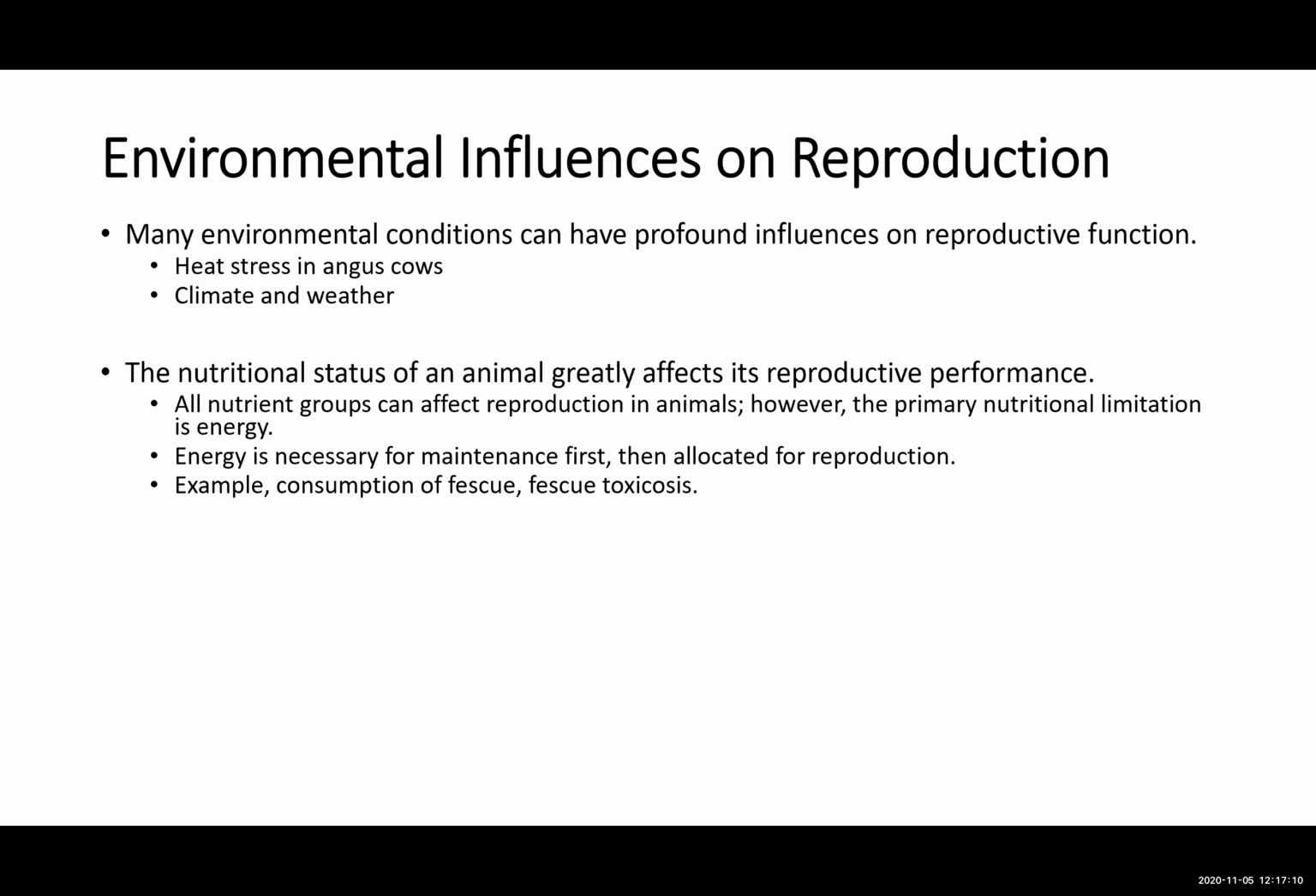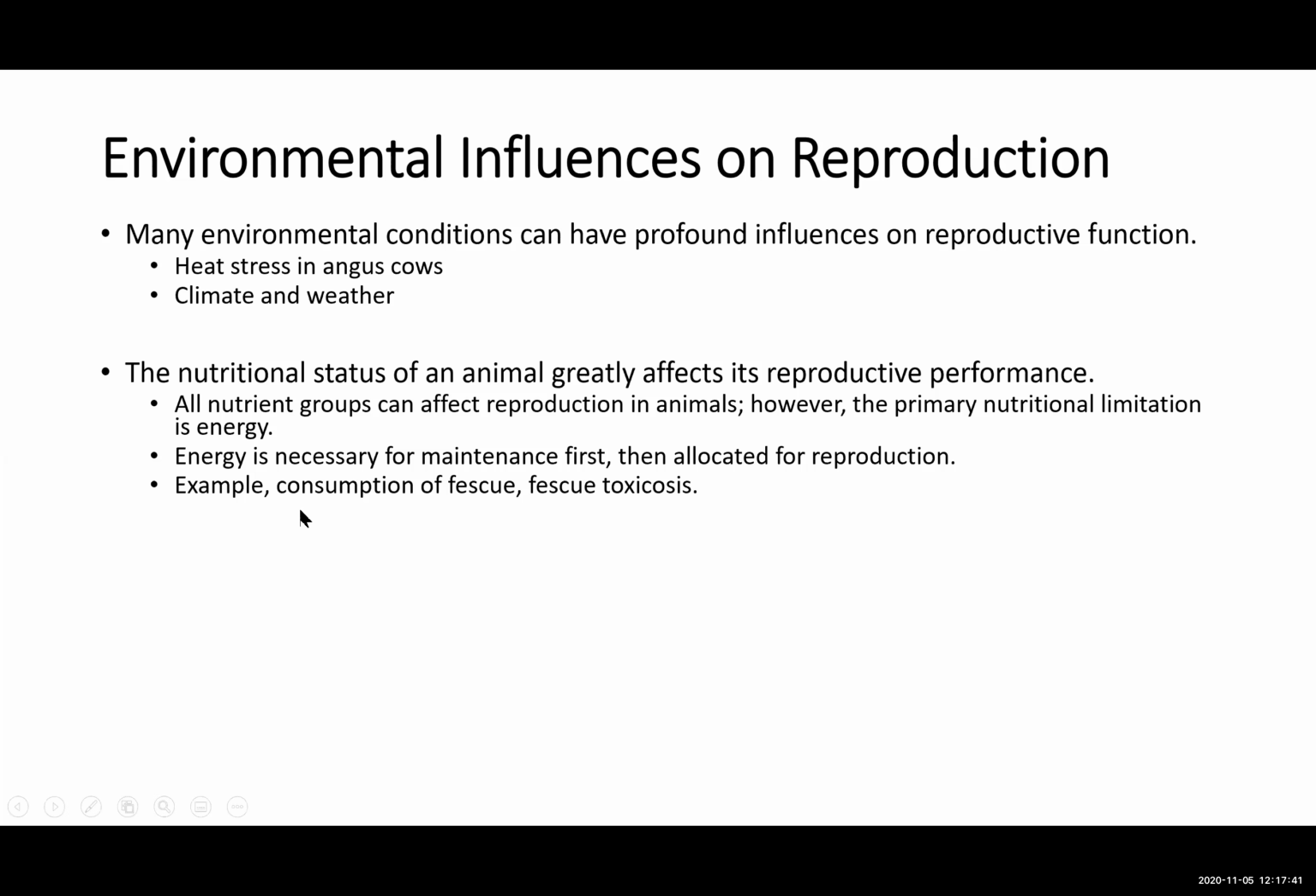Another significant influence is nutrition. Animals need their nutrients to maintain themselves, and so that's going to be first. An animal will always use its nutrients for maintenance first, and then excess energy can be partitioned to reproduction. So if energy is limited, then reproduction cannot occur.